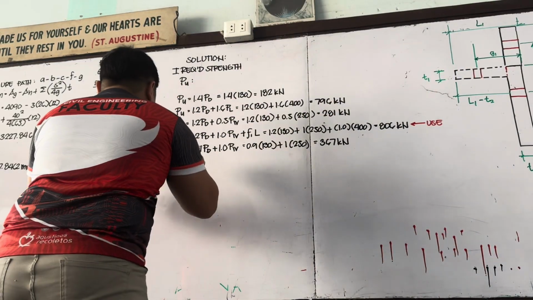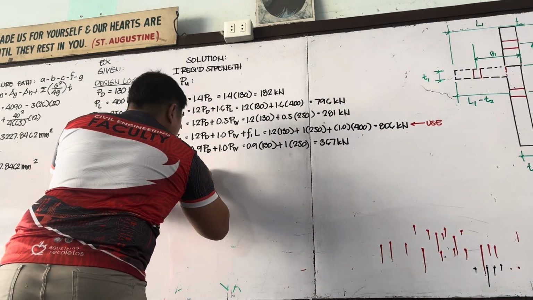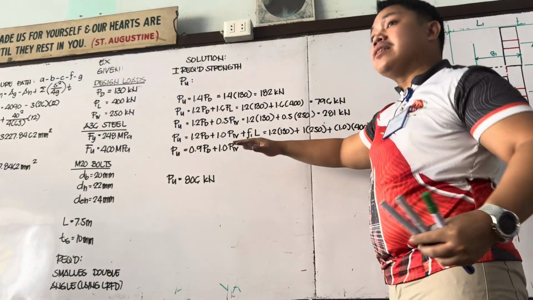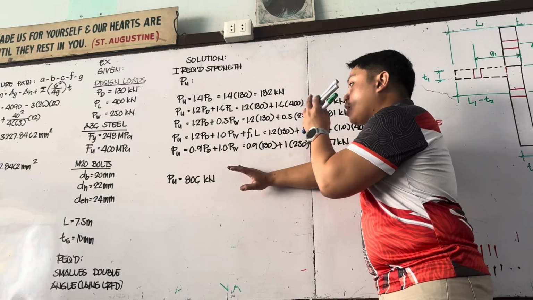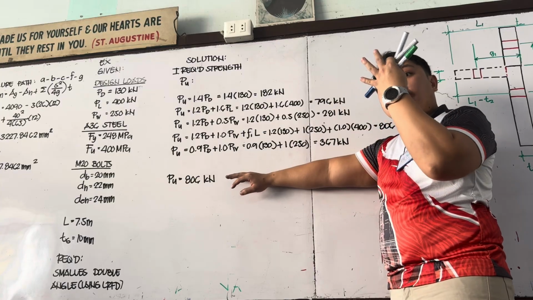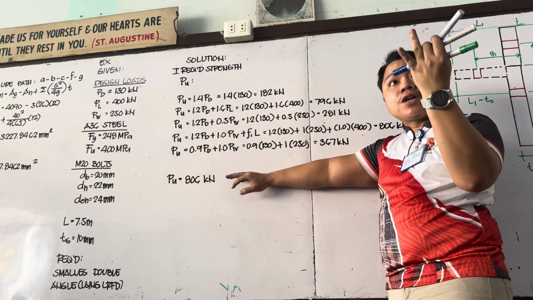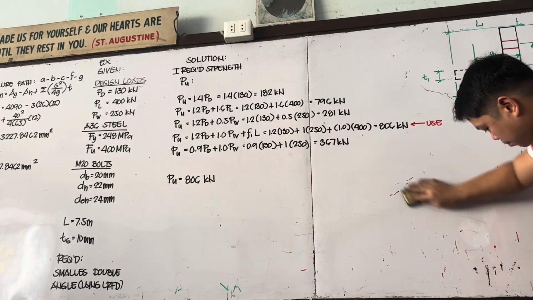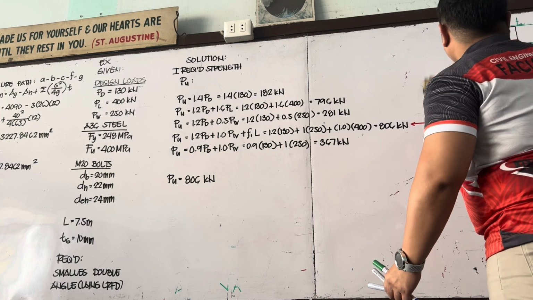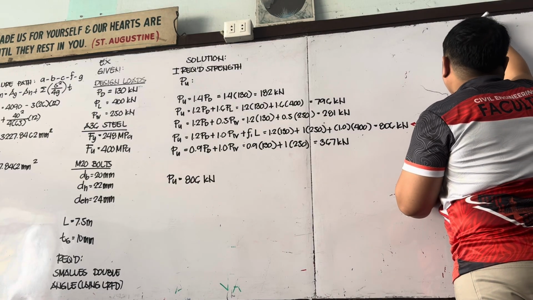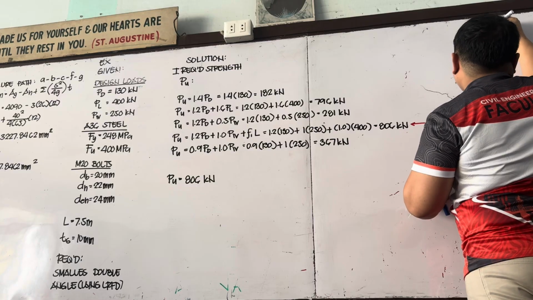So ato na PU is equal to 806 kilonewton. So that would be the basis ng design natin. So we need to select a member that can withstand a PU nga 806 kilonewton for the three design considerations nga gross yielding, net rupture, kag ang atong nga slenderness ratio. Ang second na part is selection of member na.